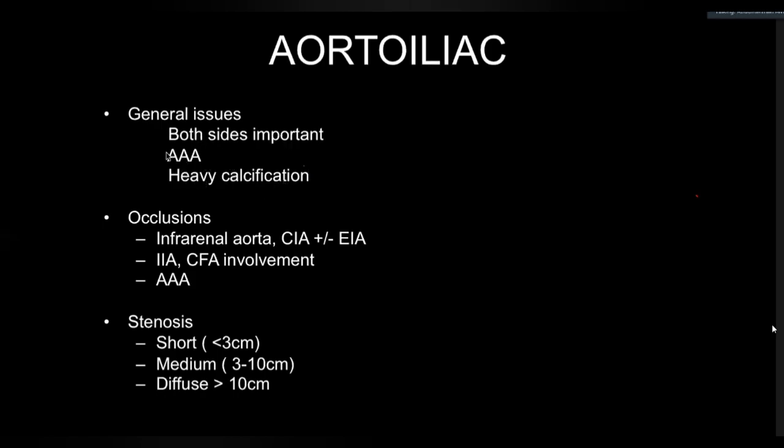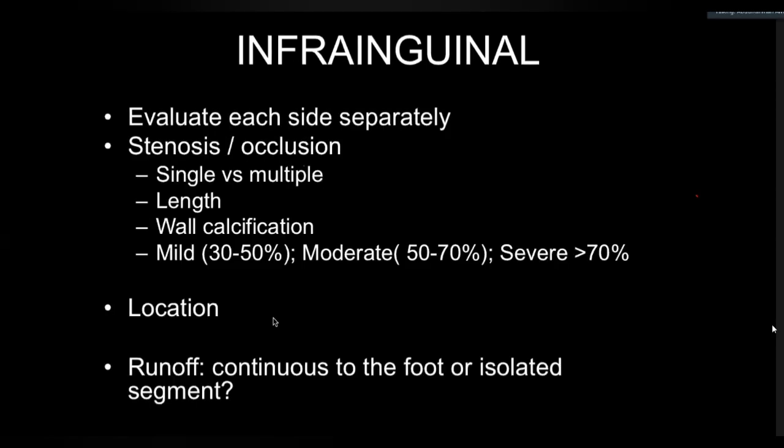Talk about calcification. If there's an aneurysm, mention it. And the occlusions, where is the site of the occlusion? So like the last patient had an infrarenal aortic occlusion and the common and external iliac arteries were occluded. And stenosis, the extent of the stenosis is important.